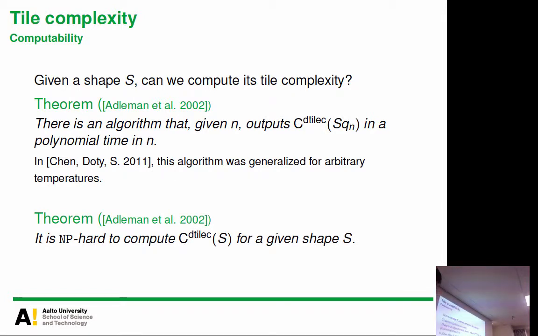But usually we do not have big hope because of the existence of NP-hardness problems. So they proved in the same paper that for an arbitrary shape, we do not have such a hope to design a polynomial time algorithm because it's NP-hard. So unless P equals NP, we do not have any hope to compute this for a given shape in polynomial time. Okay. So tile complexity is computable, but often it's quite difficult to compute.